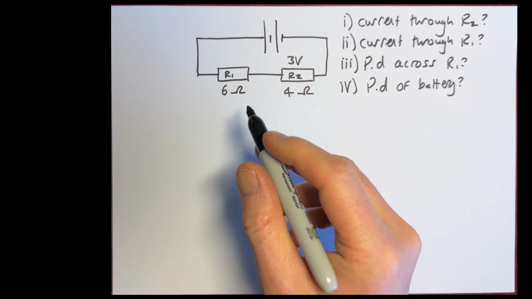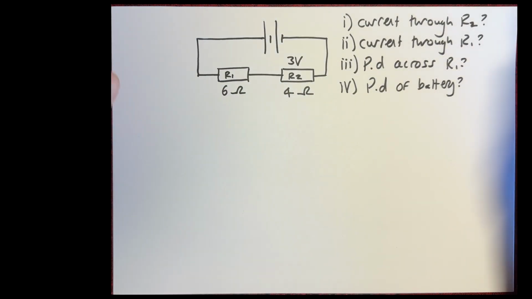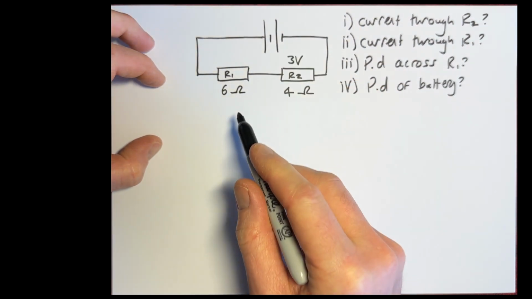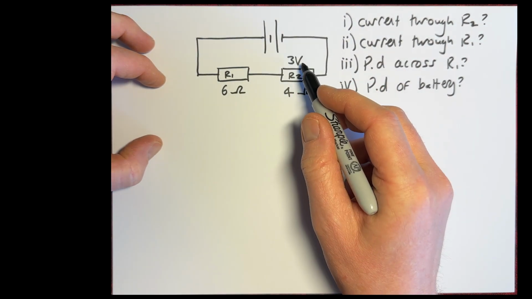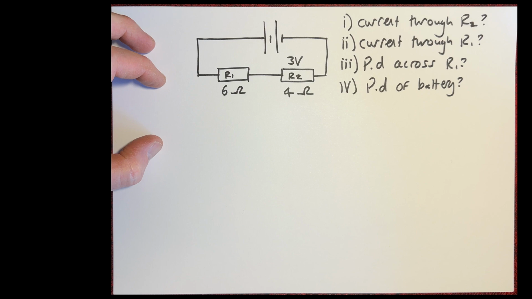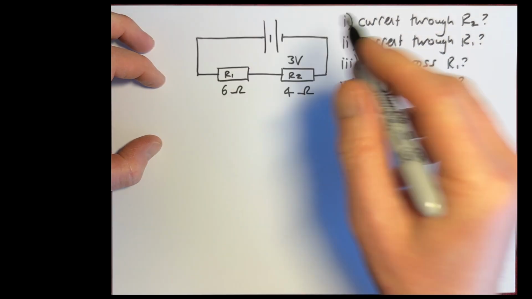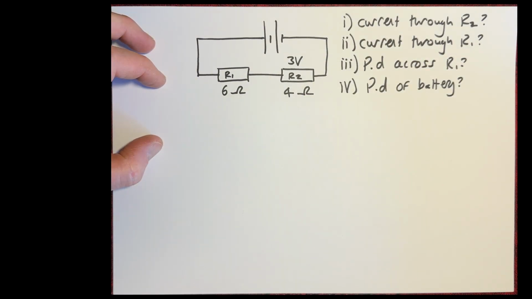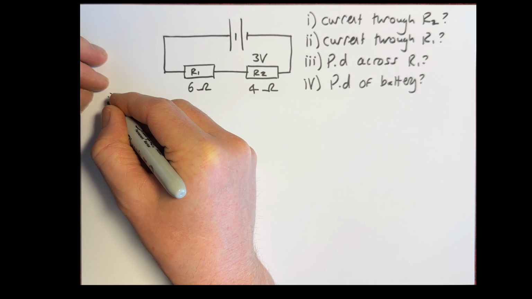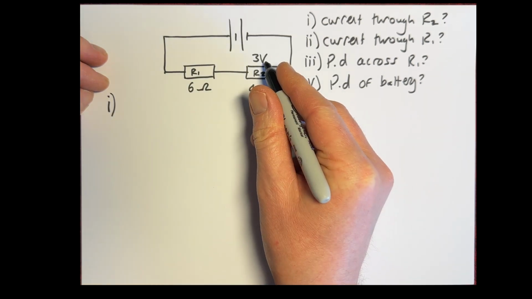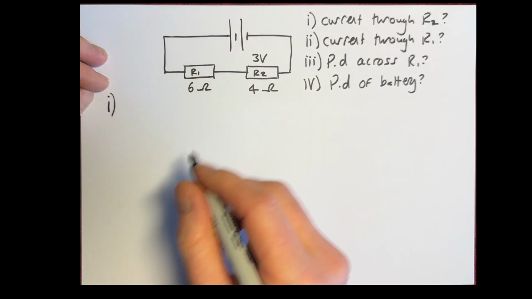So here we've got two resistors in series, obviously with a power supply. We know the potential difference across the second resistor, but not across the first resistor, and we don't know the potential difference of the power supply. So we know the potential difference across R2 and the resistance of R2.